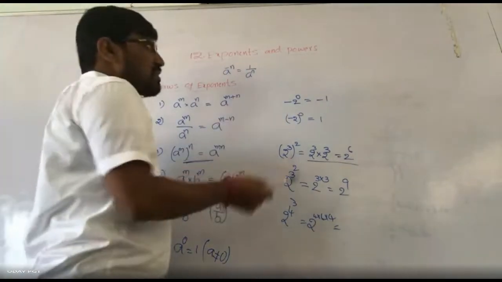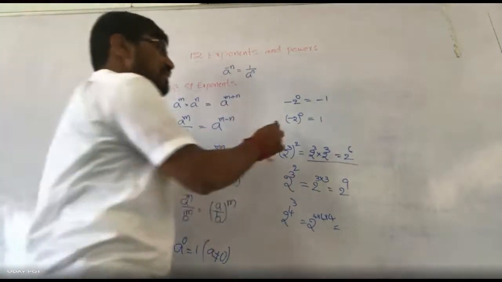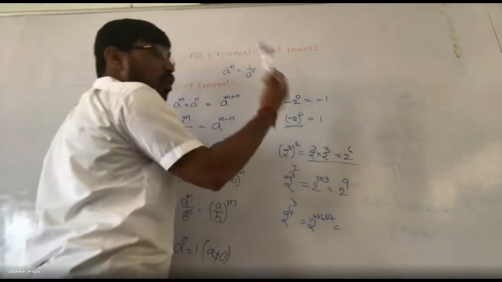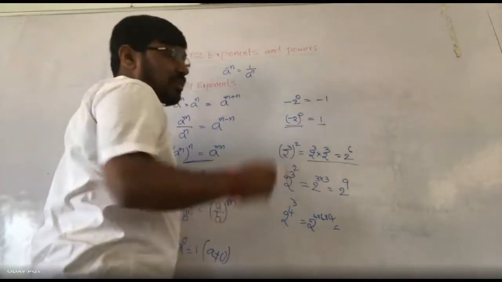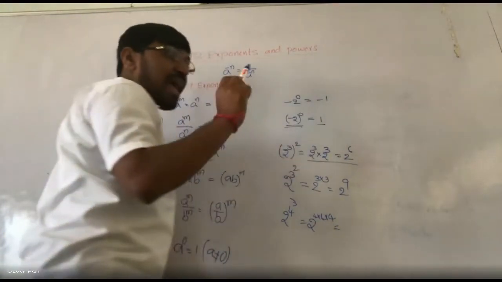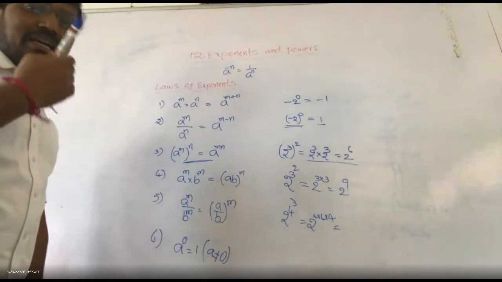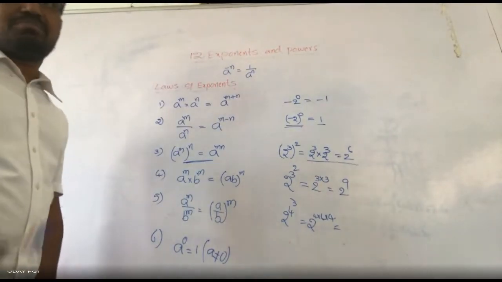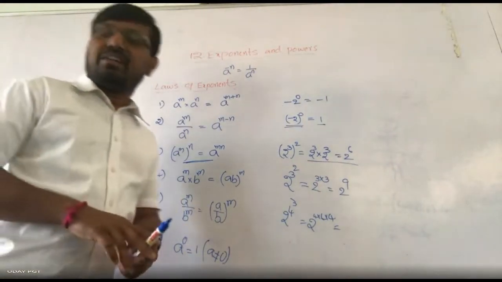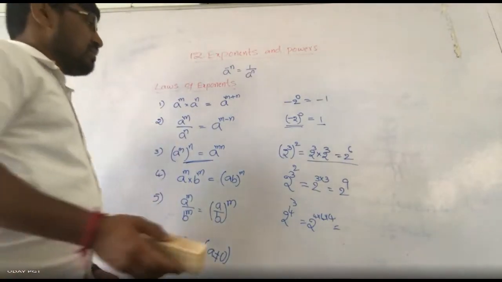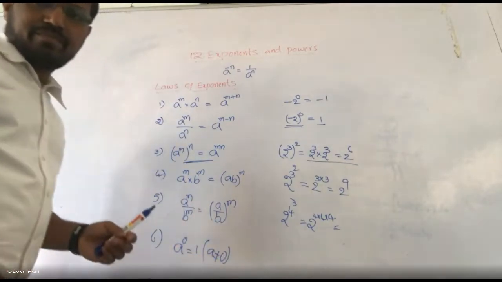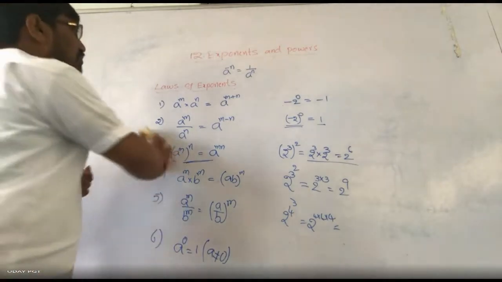And the main point in exponents and powers you need to concentrate on is this one only. Minus 2 whole power 0 value is 1. Minus 2 power 0, if brackets are not written, the meaning completely changes. If brackets are written, it is different. Okay? Clear? Yes, sir. Shall we go for the exercise?